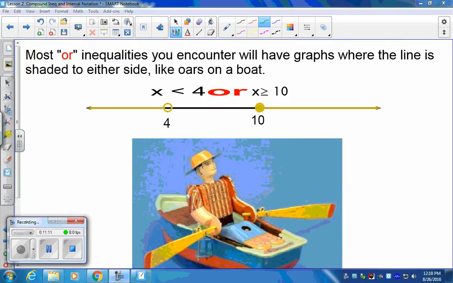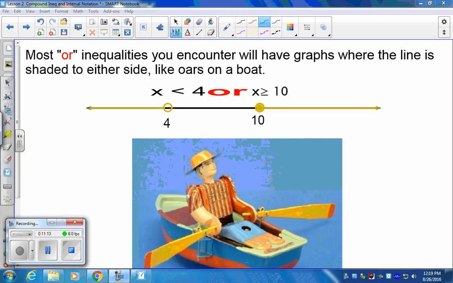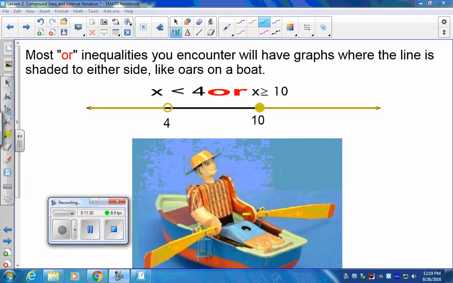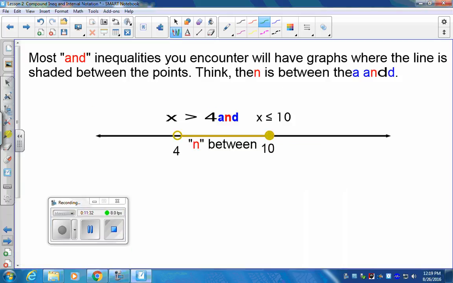All right, so just a note, most or inequalities you encounter will have graphs where the line is shaded to either side, like oars on a boat. Okay, so an or, most often than not, unless you have that overlapping one that we looked at a minute ago, is going to look like oars. They're going in either direction. Most and inequalities you encounter will have graphs where the line is shaded between the points. Think then is between.